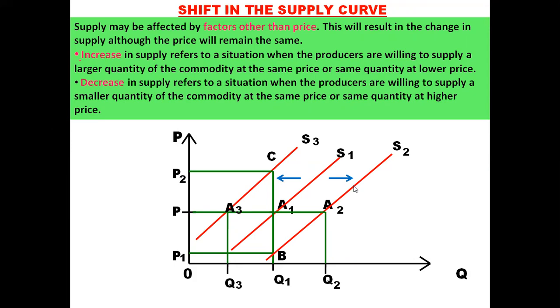So there's a rightward shift in the supply curve and a leftward shift. Rightward shift means there's an increase in supply, leftward shift means there's a decrease in supply.